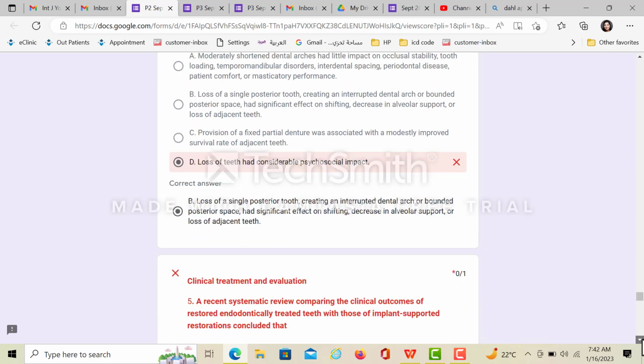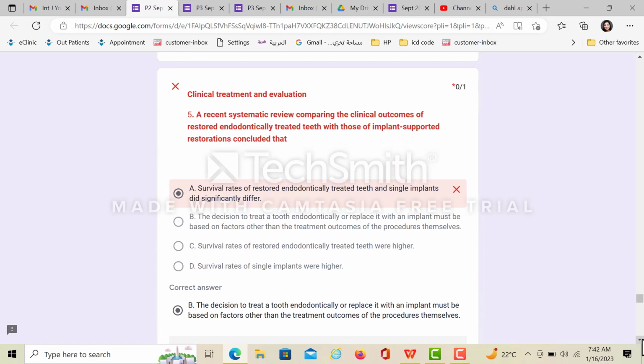But anyways, a recent systematic review comparing the clinical outcomes of restored endodontically treated teeth with those of implant-supported restorations concluded that... So the question is asking, there was a review in which they compared the outcomes of root canal treated teeth compared with the teeth which were extracted and implant was placed in that area. So basically, what is the review that came out when you compared teeth which could be saved by root canal or teeth which were extracted and then an implant was placed in place of that, basically to do root canal or not.